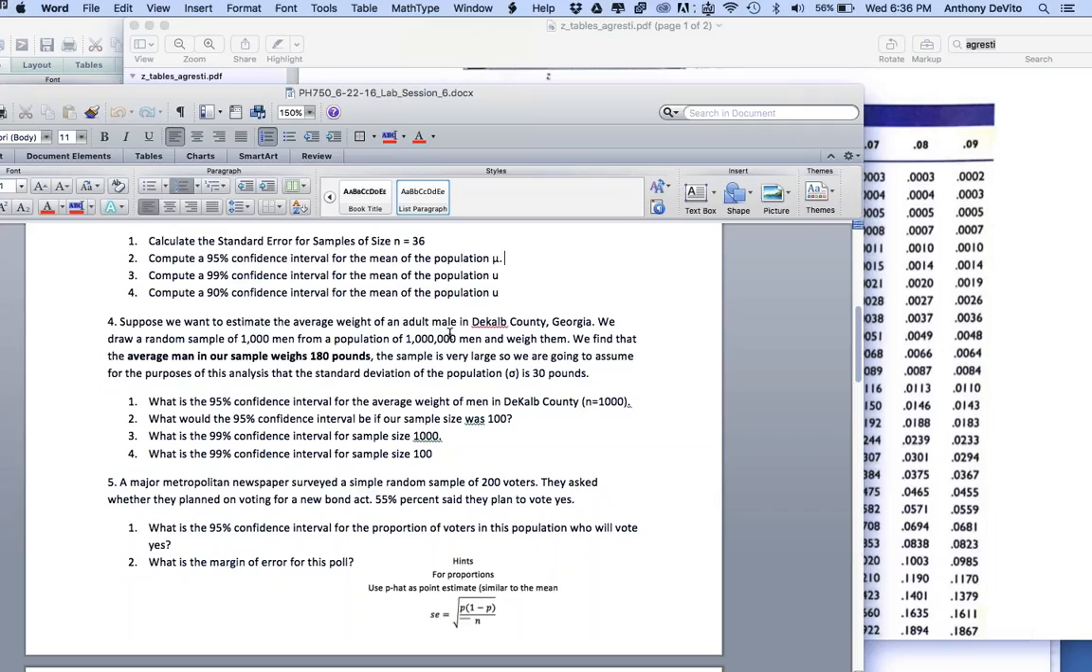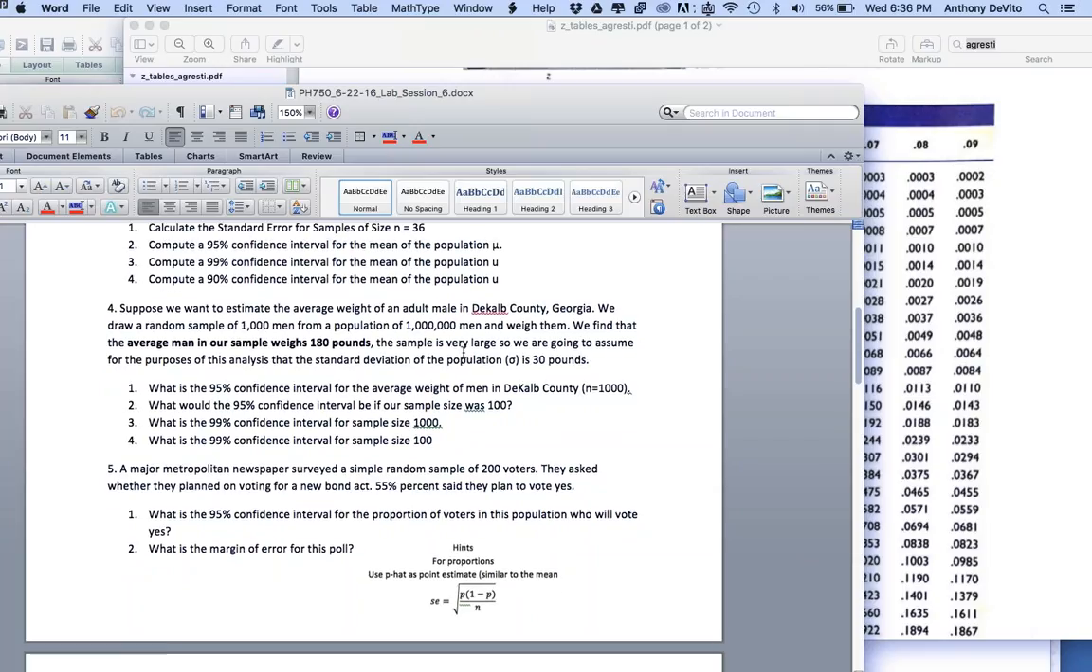Suppose we want to estimate the average weight of adults and we randomly sample 1,000 men in a population of 1 million men and weigh them. We find the average man in our sample weighs 180 pounds. The sample is very large, so we're going to assume for the purposes of this analysis that the standard deviation of the population is 30 pounds.